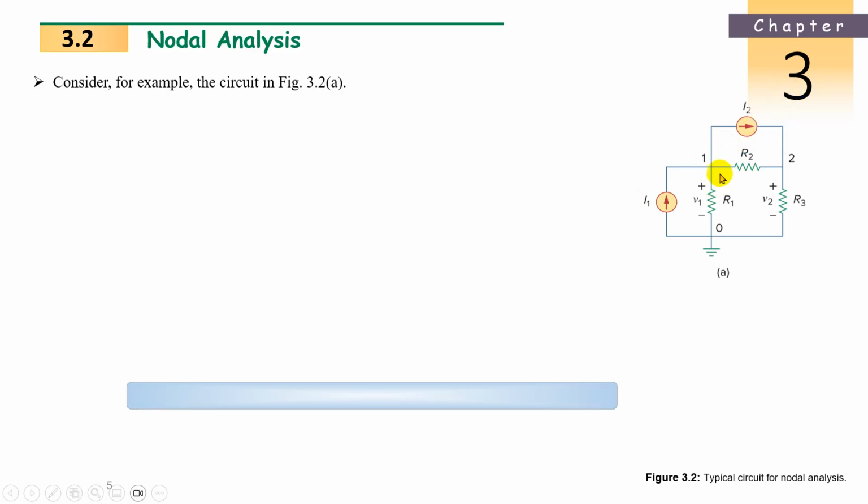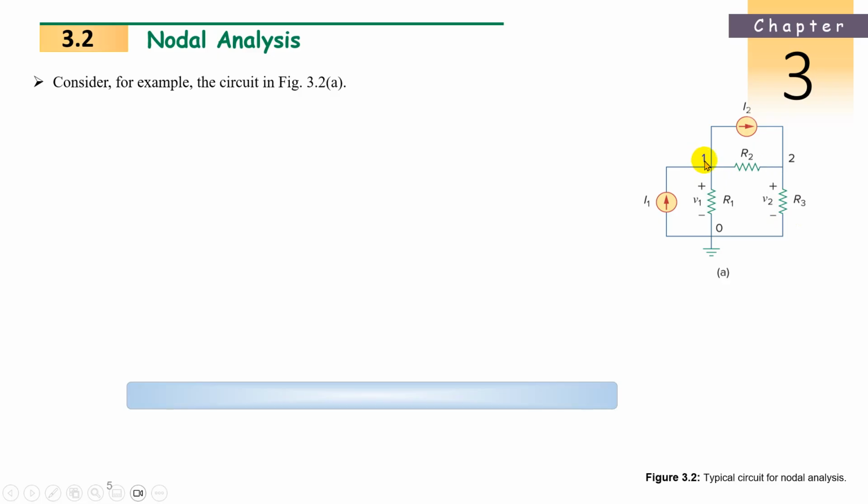So for this R1, what will be the current? It will be from node 1 to ground. That means the current is going down. Higher potential to lower potential, current will flow. Do you agree or not? Current always flows from higher potential to lower potential. Where is the lower potential here? 0. So it will flow from node 1 to 0. So the current direction is downwards. Same for R3 from node 2, the current direction is downwards, meaning leaving the node.